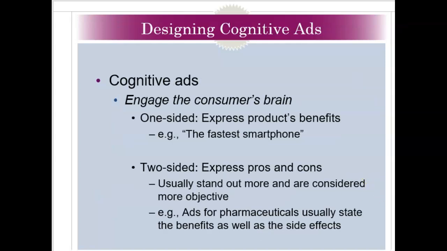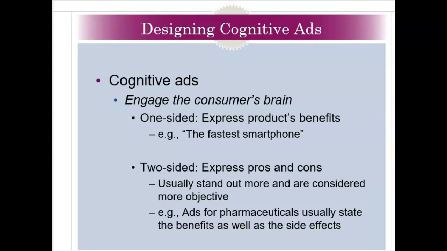So when we think about advertising, we can think about it from a couple of different perspectives. One of them is we want to create what we would call cognitive ads. And this is engaging the consumer's thinking process. So from a one-sided standpoint, we would explain the benefits of our product. In this case, it's an example of a smartphone, the world's fastest smartphone. So we concentrate on that particular benefit.